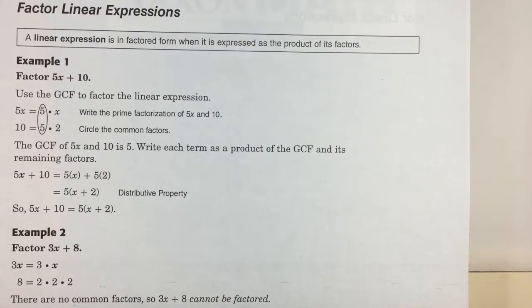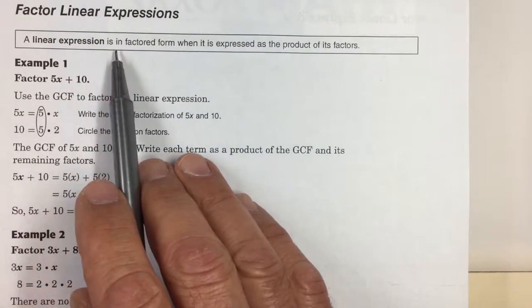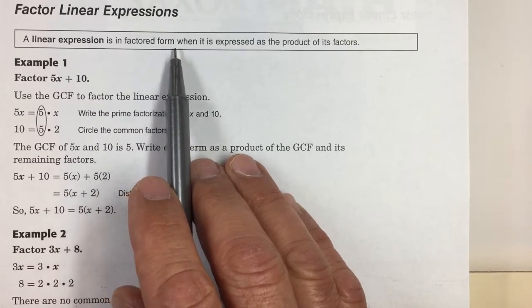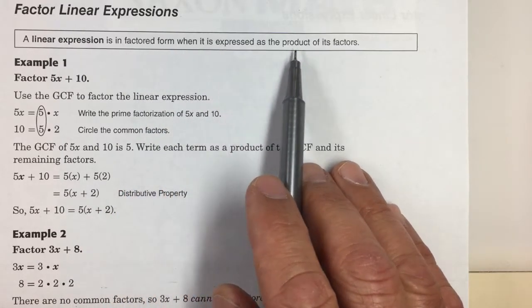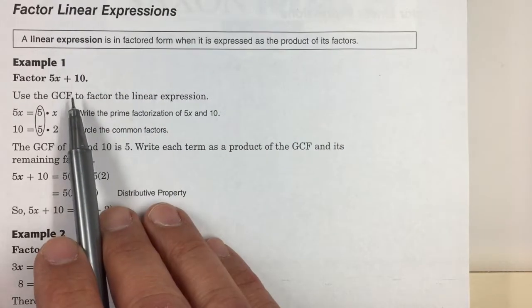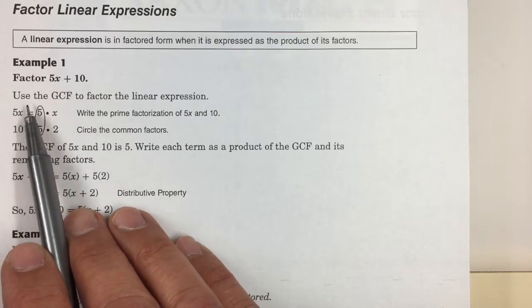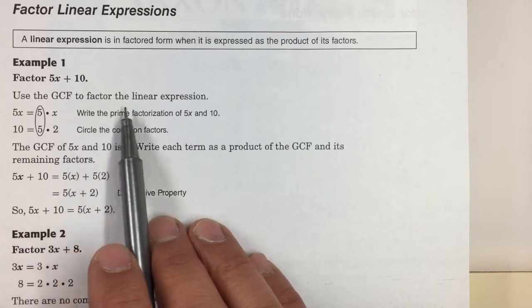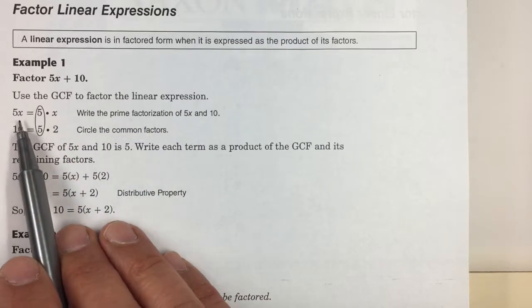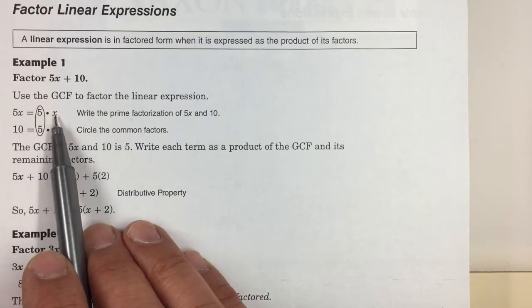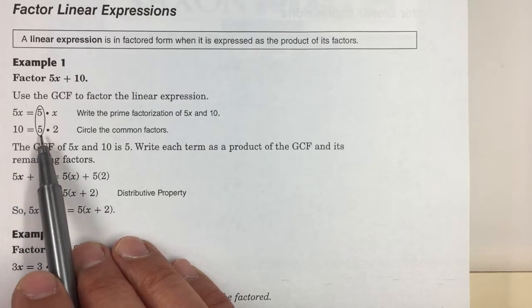Let's factor linear expressions. A linear expression is in a factored form when it is expressed as the product of its factors. In example 1, factor 5x plus 10. We use the greatest common factor to factor the linear expression. So we write 5x as 5 times x and 10 as 5 times 2.